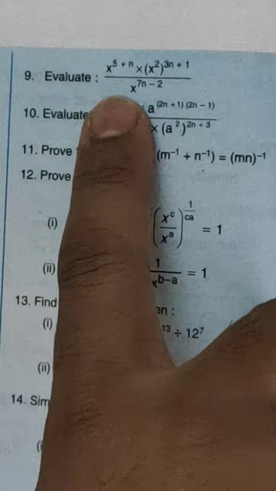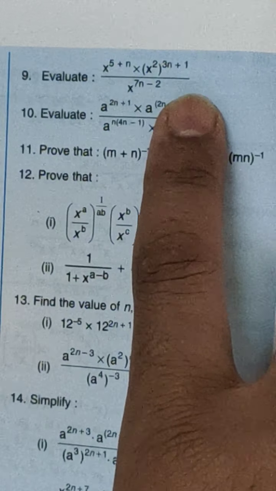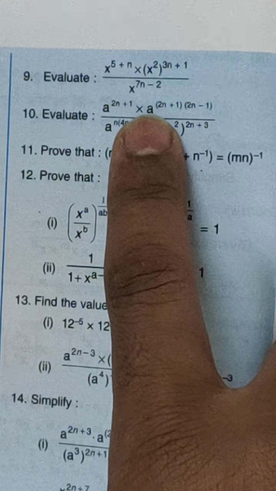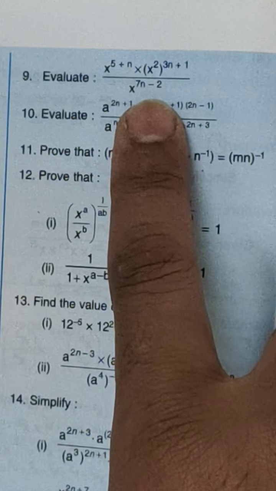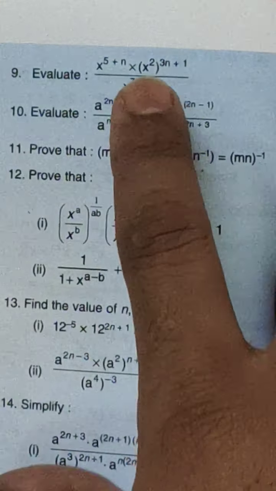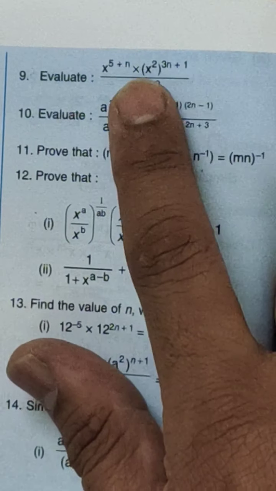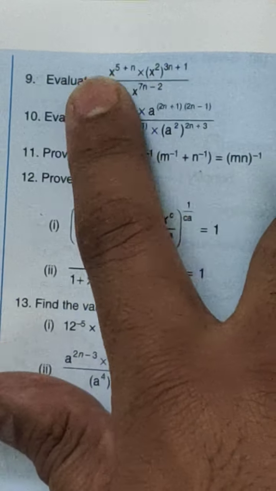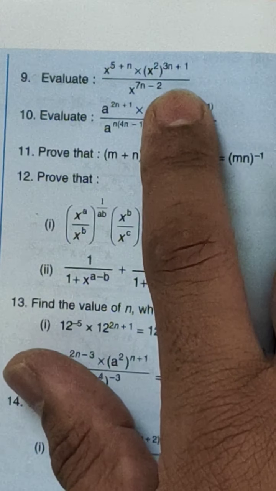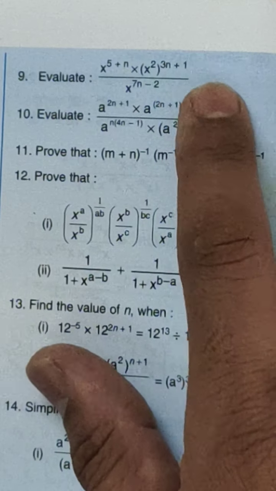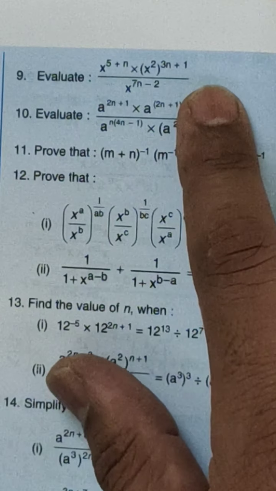So we'll go to the ninth problem. x to the power of 5 plus n into x square whole to the power of 3 plus 1 divided by x to the power of 7n minus 2. As soon as you see this, it looks complicated. Don't worry. First you remove the brackets. So here we use x to the power of m whole to the power of n formula, x to the power of mn. Then use the a to the power of m into a to the power of n formula, because the bases are same. We also use x to the power of m divided by x to the power of n is equal to x to the power of m minus n for the numerator and denominator. Let us see how we can solve this.